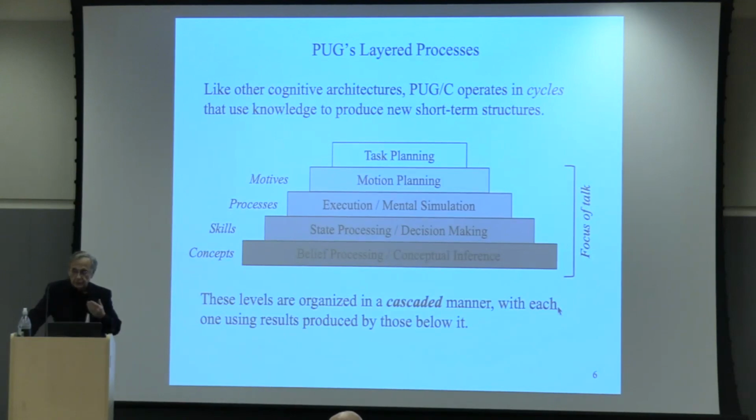And then there's motion planning, which is not the same as task level planning. Motion planning, like that smooth trajectory I showed you, and that's where motives come into play to evaluate alternative trajectories. Now, this looks like a pyramid because the levels cascade. Each level uses results produced by the one below it. And this is similar to the older Icarus architecture that inspired this, but it's got more levels and doing richer processing.